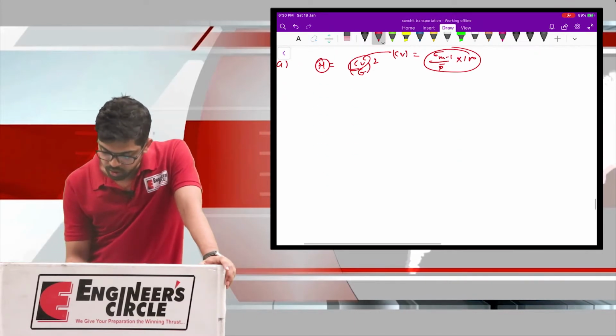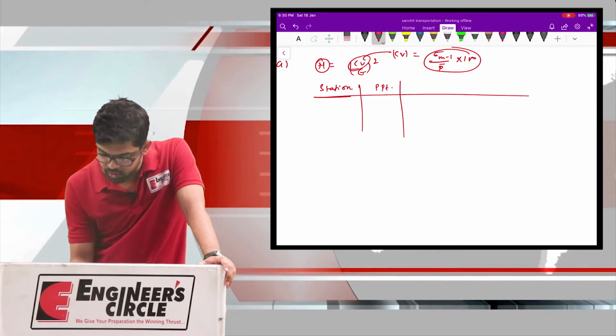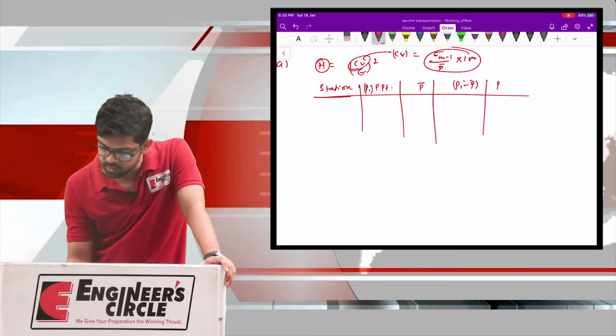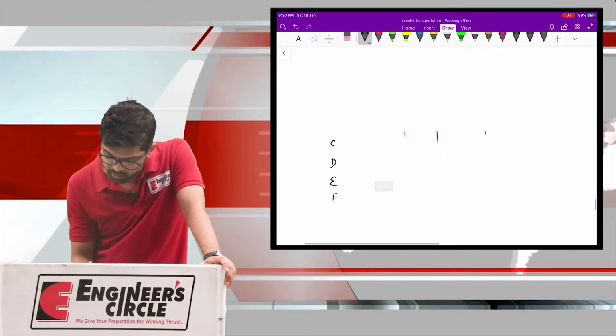So I am going to draw a table. The first column is the station, then the precipitation, then I will calculate the mean precipitation, then the difference of pi and p bar, then the square of this value. There are 6 stations: A, B, C, D, E and F.